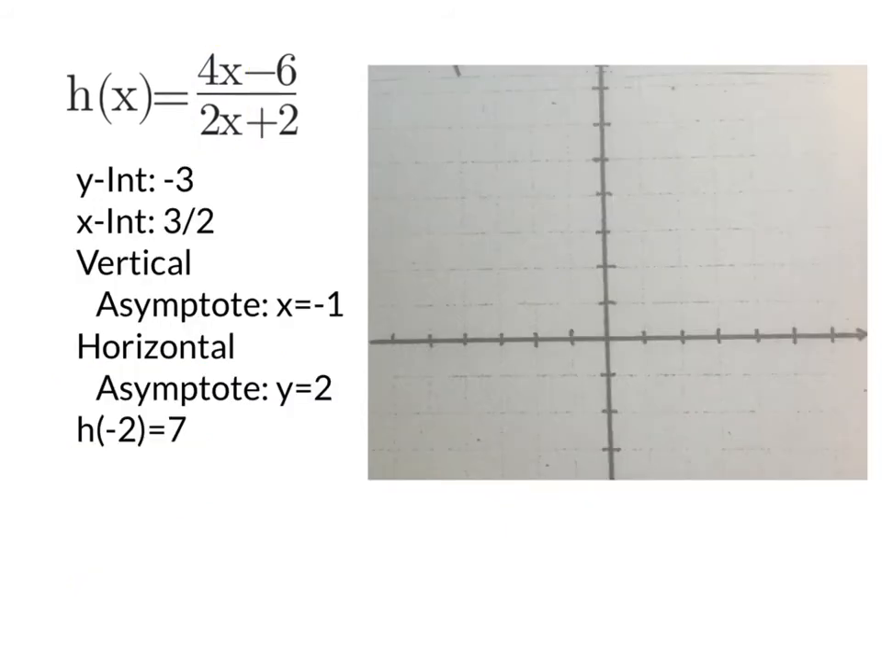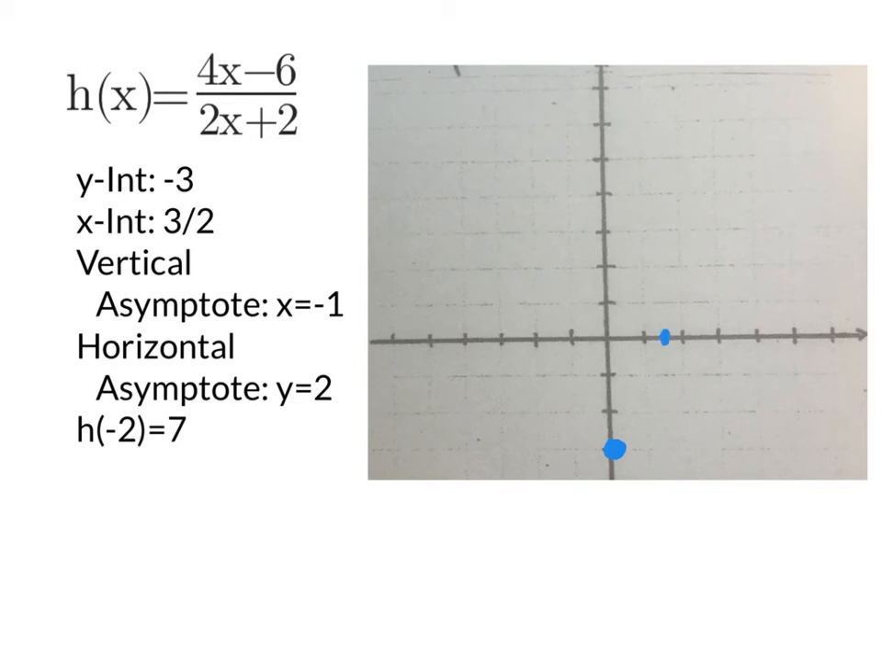Now let's use all this information to come up with a good sketch of the graph of h of x. First of all, I have a y-intercept at negative 3. So on the y-axis, I'll find the point negative 3. The x-intercept is 3 halves. So on the x-axis, I need to put a point at 1.5.